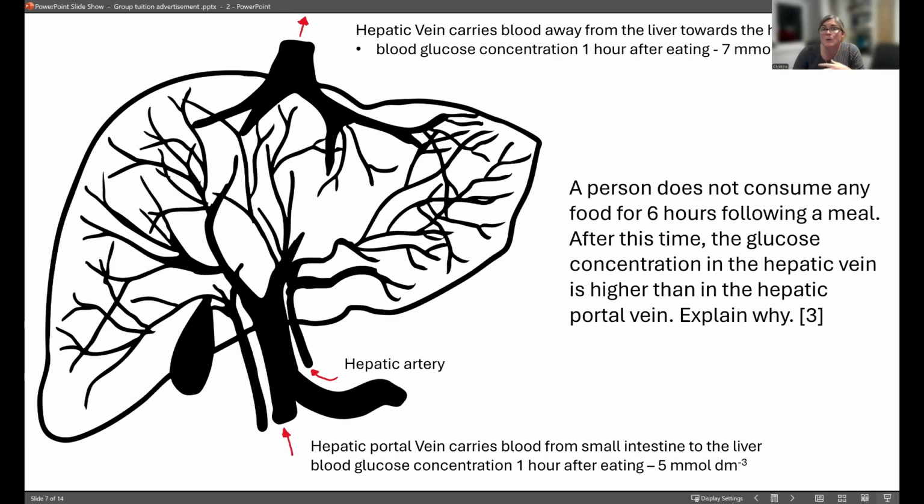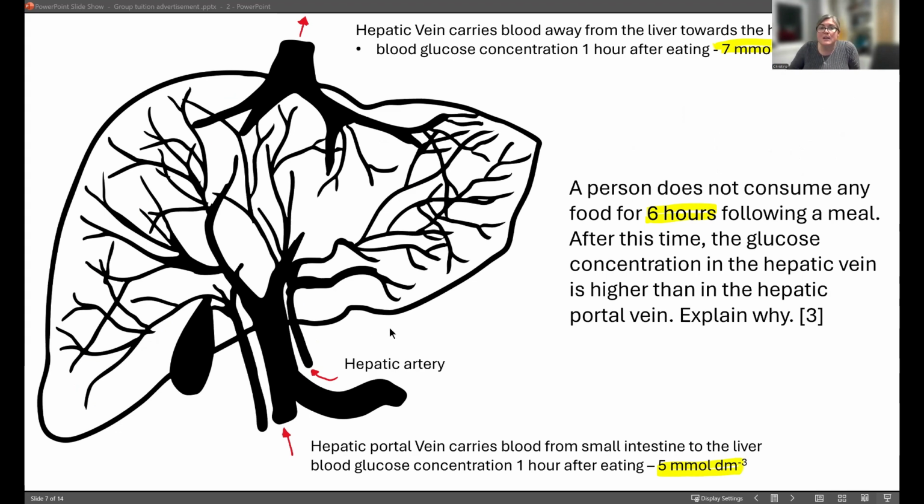Well, then what they might do is throw another question at you asking about, well, what happened 6 hours later? The numbers have changed. We have gone from it being 9 and 7 to now still 7 in my hepatic vein. However, it is now 5 coming from the hepatic portal vein. So why might they be different when we're looking at 6 hours after the initial time frame? So I'll go through how to answer those types of questions.